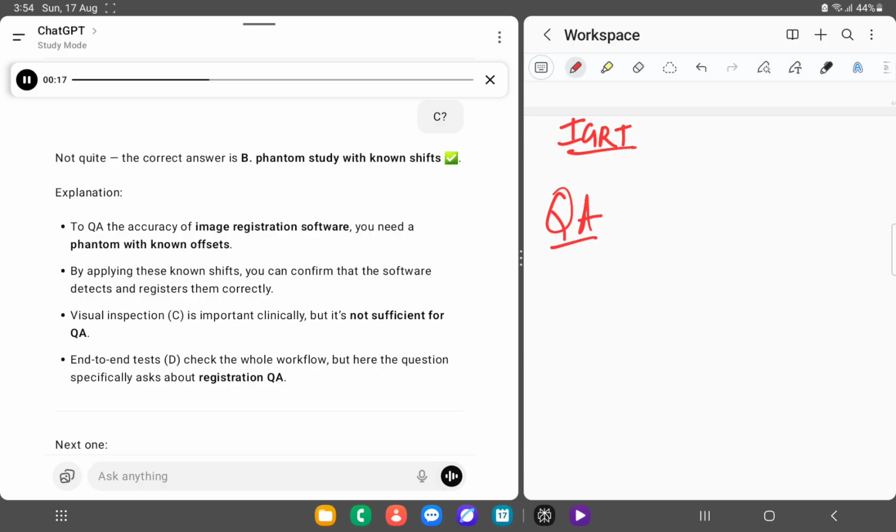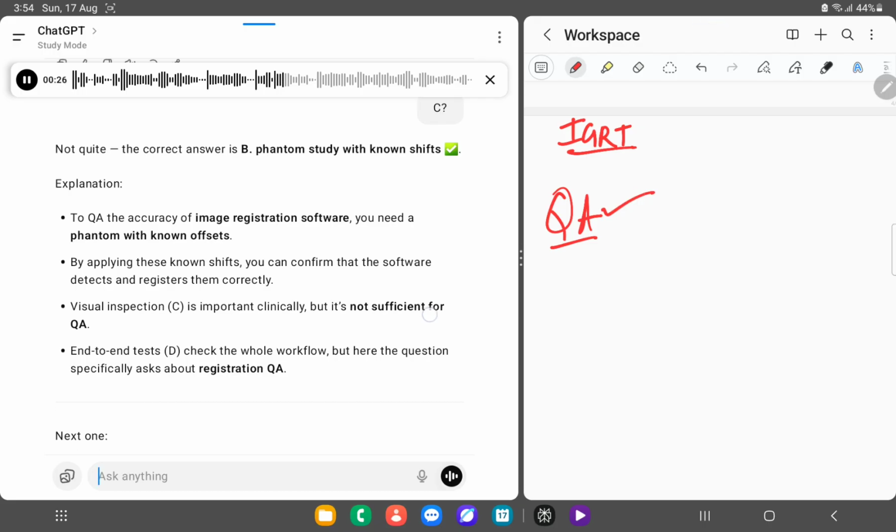Visual inspection, C, is important clinically, but it's not sufficient for QA. End-to-end test, D, checks the whole workflow, but here the question specifically asks about registration QA.